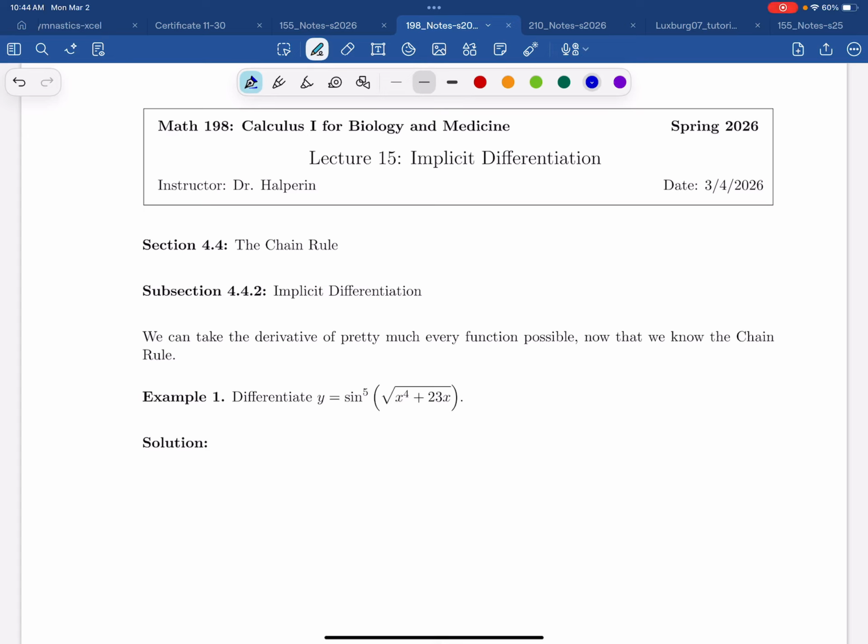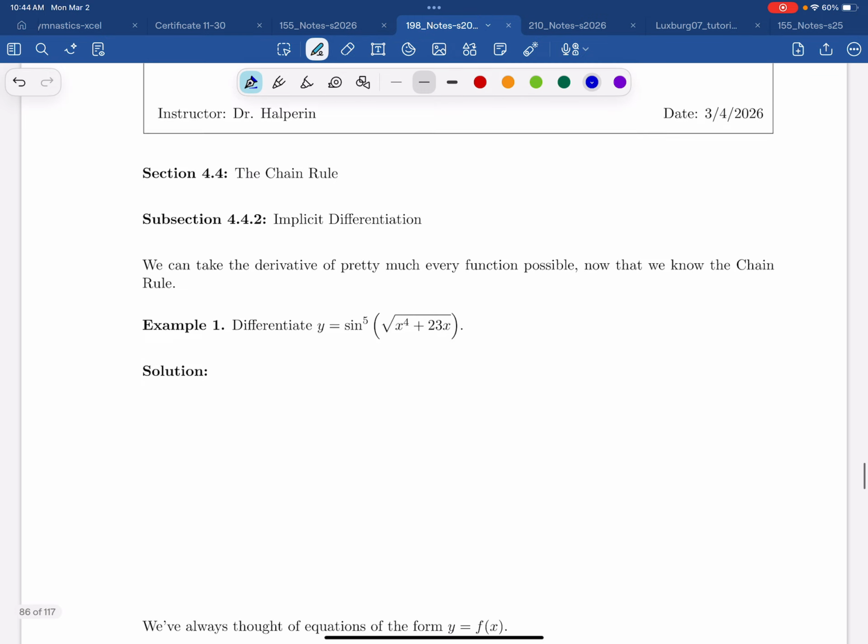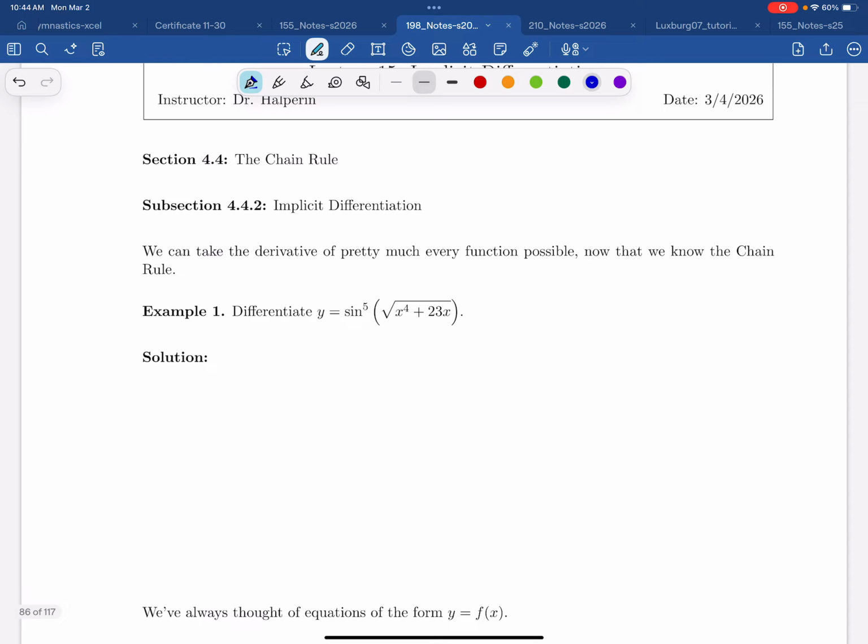Hey everyone, let's look at implicit differentiation, an implication of the chain rule. This is an application of the chain rule, so it is very important that you know the chain rule. Just to recall, the chain rule does state the derivative of f of g of x equals f prime of g of x times g prime of x. Okay, just a quick reminder for how this works.